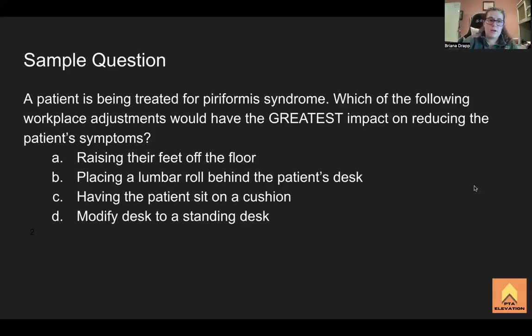So let's talk about our sample question. A patient is being treated for piriformis syndrome. Which of the following workplace adjustments would have the greatest impact on reducing the patient's symptoms? 1, raising their feet off the floor. 2, placing a lumbar roll behind the patient's back. It should say back there, not desk. 3, having the patient sit on a cushion, or 4, modifying the desk to a standing desk. So I'll give you guys a moment to think about that. Again, question number 2 should say placing a lumbar roll behind the patient's back.